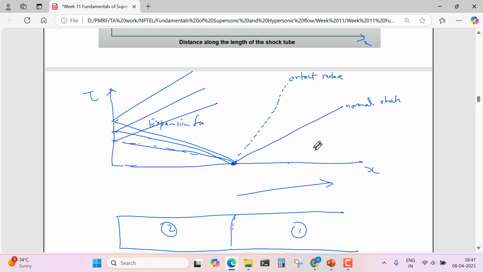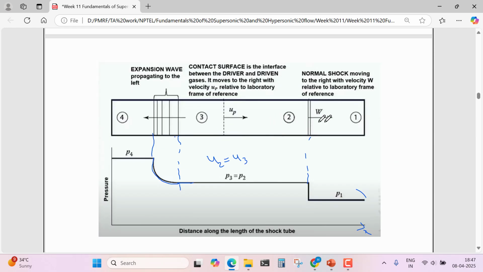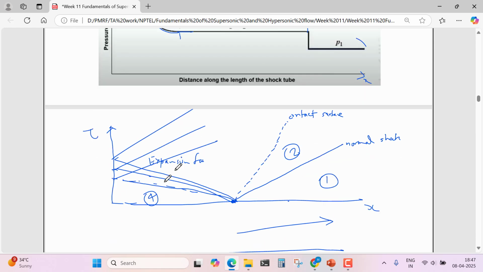So what was the initial condition? 1 in the driven gas, and in the driver it was 4. When it is processed by the shock wave, what condition will it become? 2. After being processed by the shock wave, its condition became 2. And in the driver section, after it is processed by the expansion fan, its condition became 3. And both 2 and 3 are separated by the contact surface.